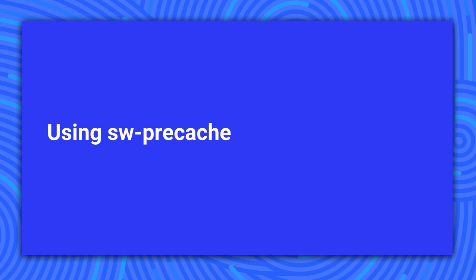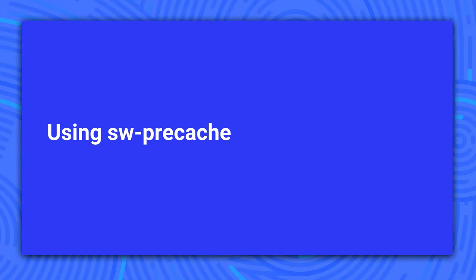SW Precache generates a production-ready service worker. You can specify resources for the service worker to cache on install. There are many other options for configuring the generated service worker to accomplish whatever you need. We cover these options here.